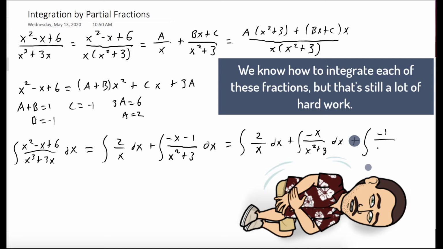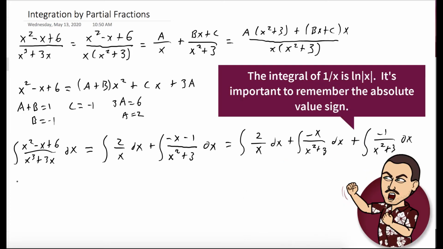So we'll start with the integral of 2 over x. Well, the integral of 1 over x is the natural log of the absolute value of x, so the integral of 2 over x is 2 times the natural log of the absolute value of x. That one was pretty easy. Now we'll go on to the next one.